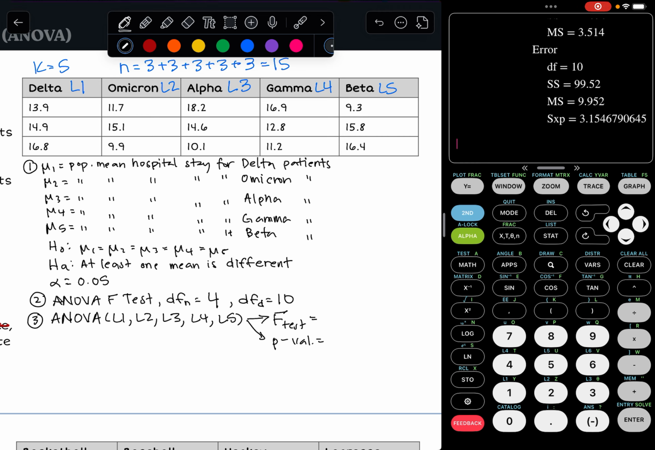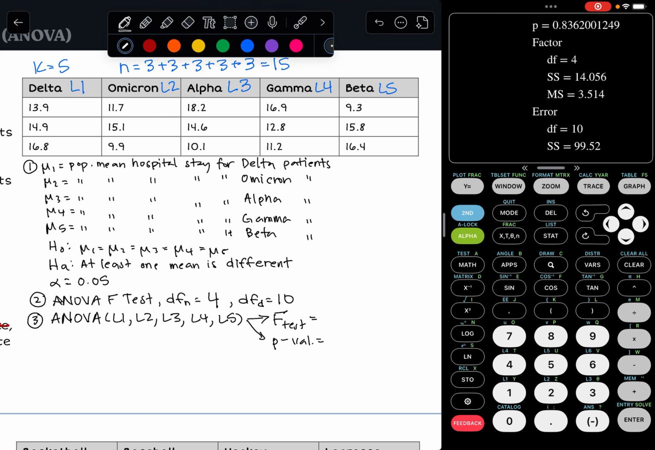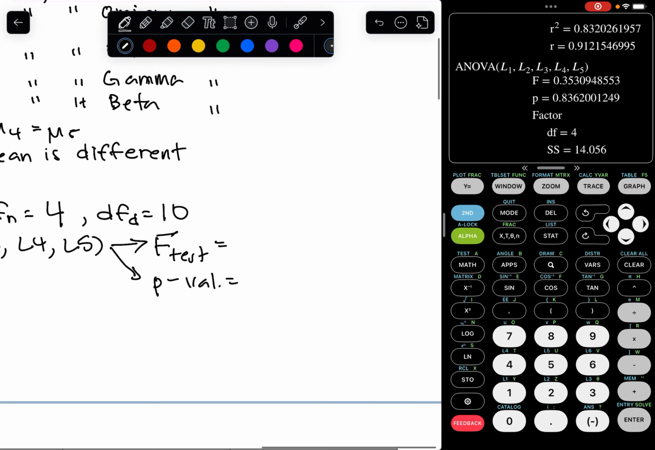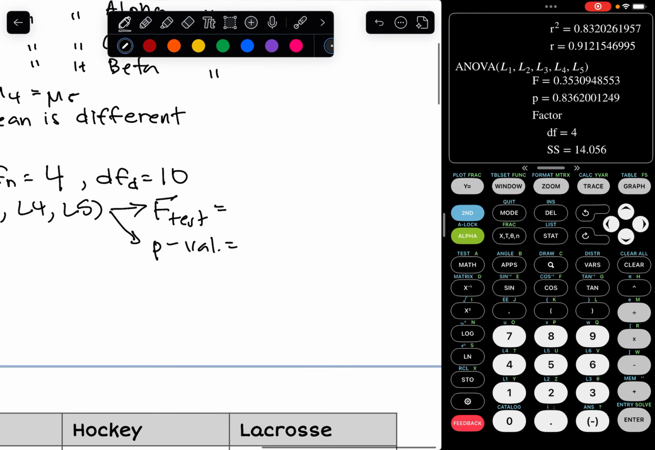And it gives me a whole lot of information. And you'll notice you see DF factor. That's the degrees of freedom for the numerator is 4. And then you see DF for error, which is the degrees of freedom for the denominator, which is 10. And that's exactly what we said earlier. And then I can see 2 values. I see an F statistic, 0.353, and a p-value of 0.8362.